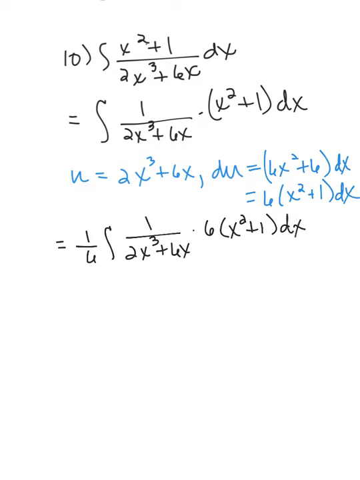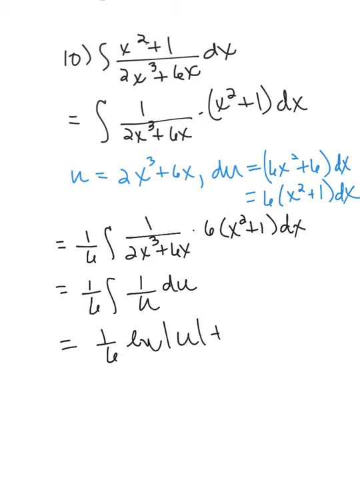Now everything matches the way we need it to. We're going to carry our 1/6 along and do our substitution. We will have the integral of 1 over u, and the 6 times the quantity times dx is all du. Keep your coefficient of 1/6. The integral of 1 over u is the natural log of the absolute value of u plus c. Take out u and put in your x quantity, so we'll have the natural log of the absolute value of 2x cubed plus 6x plus c.